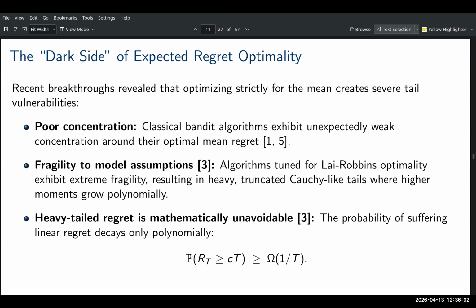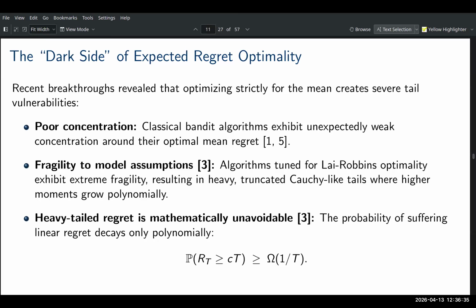The other thing is that if you look at the moments of the regret, so instead of looking at the expectation of the regret, let's look at the expectation of R_T to the power p. Then you can show that the expected value is going to be polynomial in terms of t. It's going to be t to the power p minus 1, again for an expected regret maximizing algorithm.